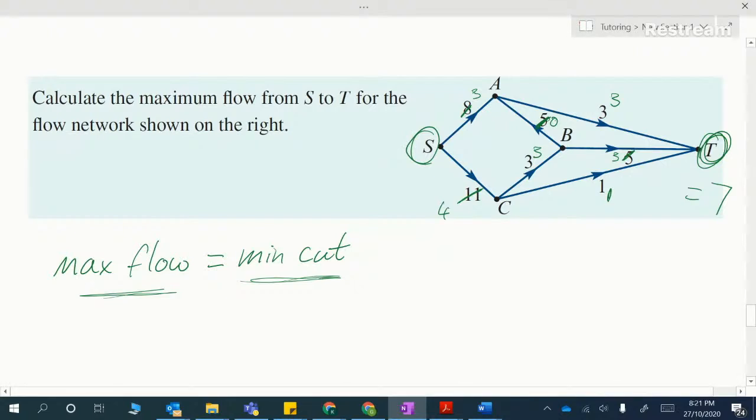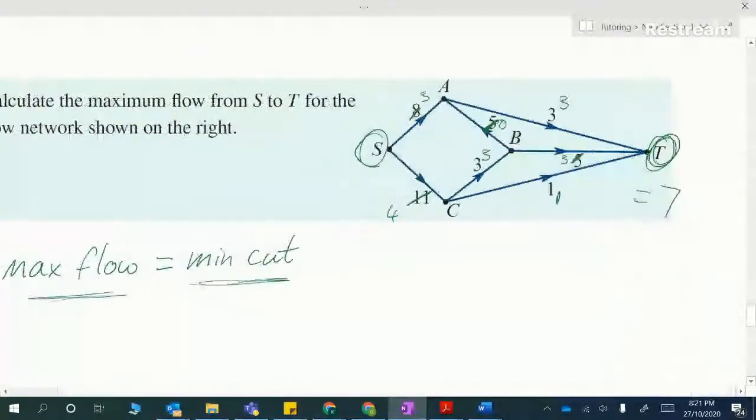So now you want to look for the minimum cut, okay? So a cut is basically a line through the network that cuts it in half. It separates the source from the sink. Okay. Now, the capacity of that cut is the sum of all of the edges that it has crossed. Okay, so the capacity of the cut I just made would be 3 plus 5 plus 1. Okay, now that's not the minimum cut I can make. Okay, it must be smaller than that. So that is a cut, but it's not the minimum cut.